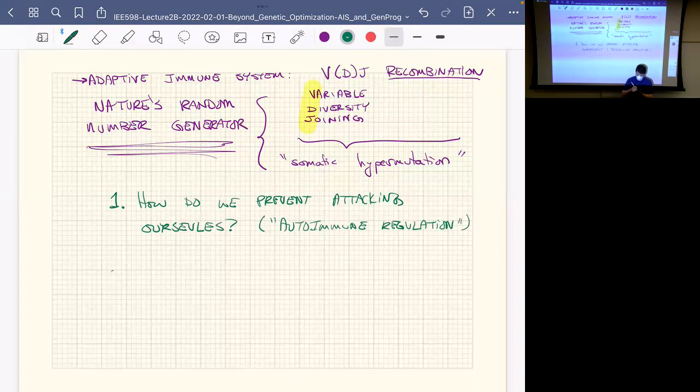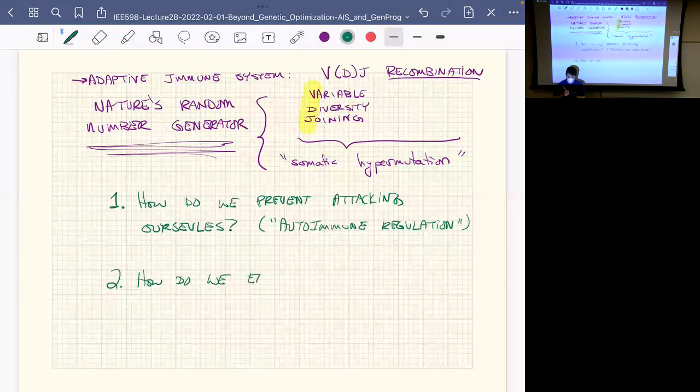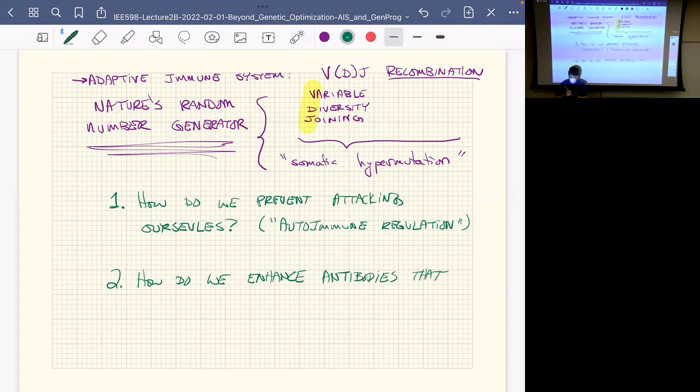And then the other thing we need to solve is, how do we enhance antibodies that have matched to foreign antigens? So those are the two problems that we're going to focus on here.